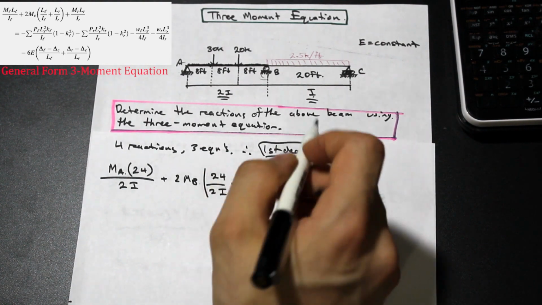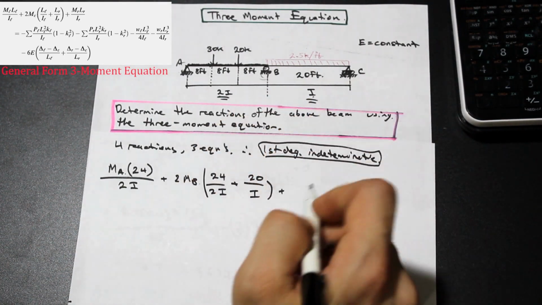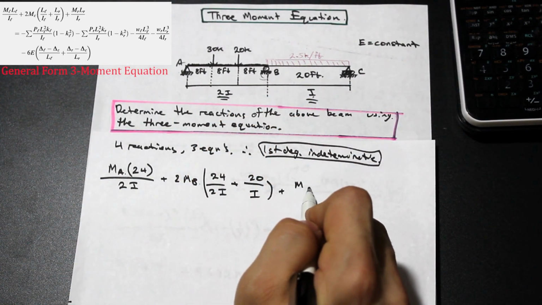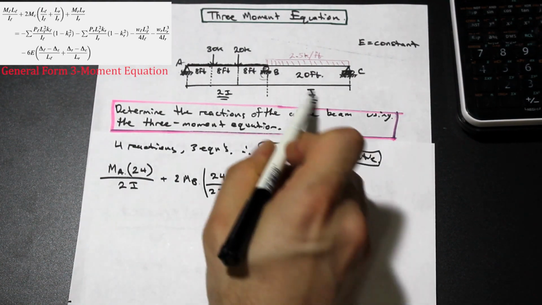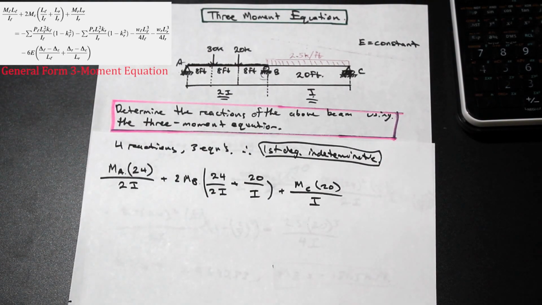And finally, we have the moment to the right, so the right support, which is C. We have MC times the distance to that support, which is 20, divided by I. Perfect, so we've just filled out the left side of the equation. Nice and simple. Let's work on the right side.